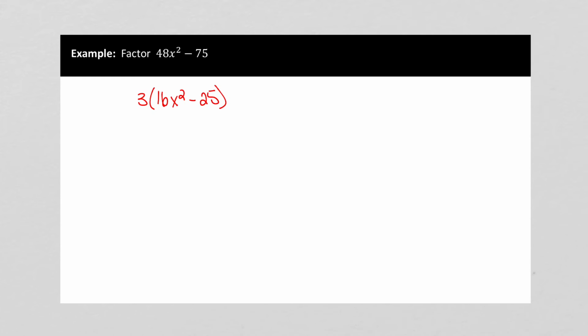Now, this is a difference of squares. And what that means is that both of these terms, separated by a negative, always a negative, are perfect squares. So whenever you have a difference of squares, you always have this situation. Take the square root of each, with a plus and minus in here, okay? The square root of 16x squared is 4x. The square root of 25 is 5. Done.